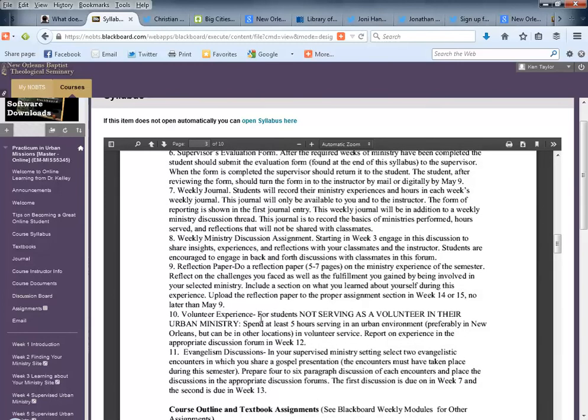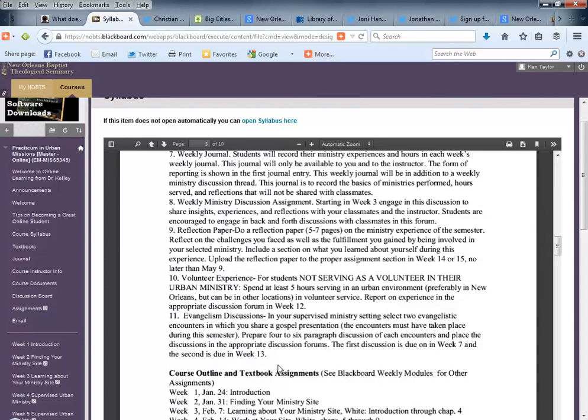If you're not serving in a volunteer position, then you'll need to find a 5-hour urban ministry assignment that is volunteer and report on that. And then the other assignment is evangelism discussions. In your supervised ministry setting, select 2 evangelistic encounters in which you share a gospel presentation, a portion, or a full presentation, just when you discuss the gospel with somebody and attempt to share faith, and prepare a 4 to 6 paragraph discussion of those encounters and put them in the discussion board. Those will be in week 7 and week 13.